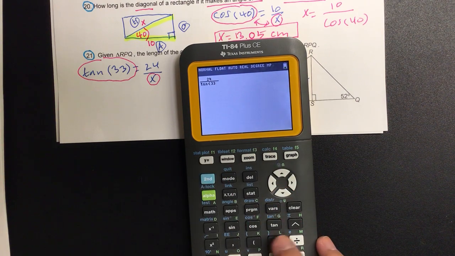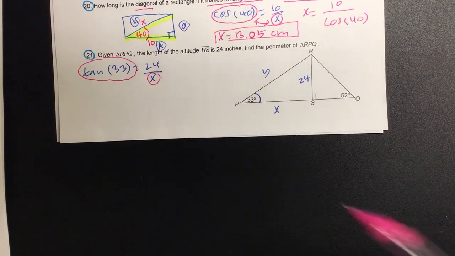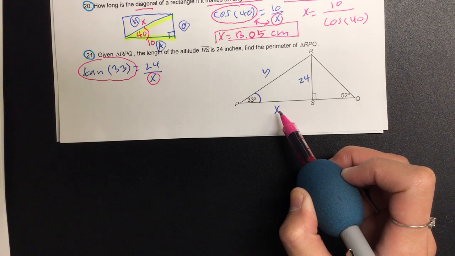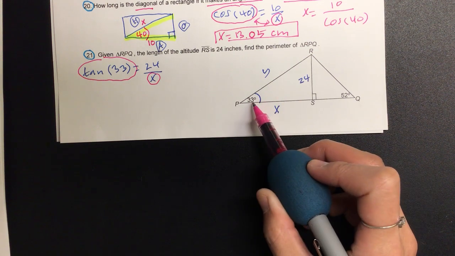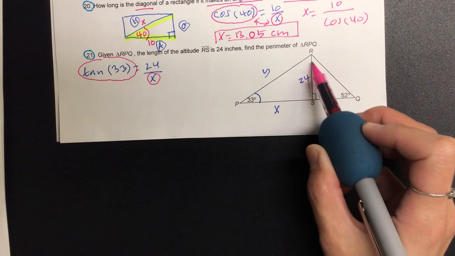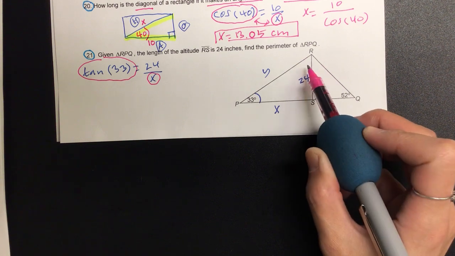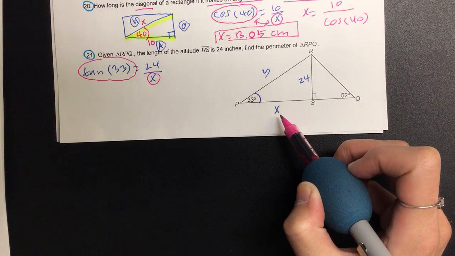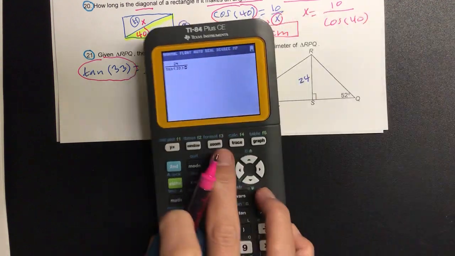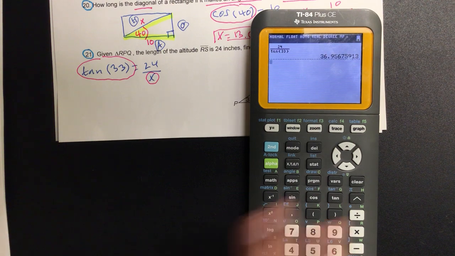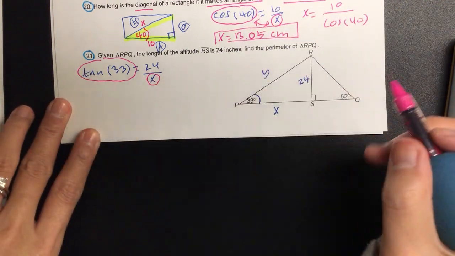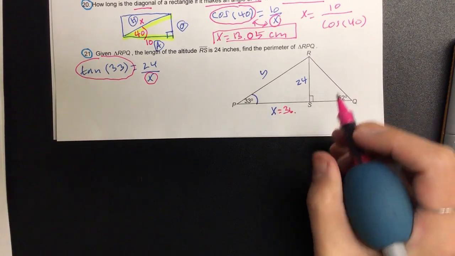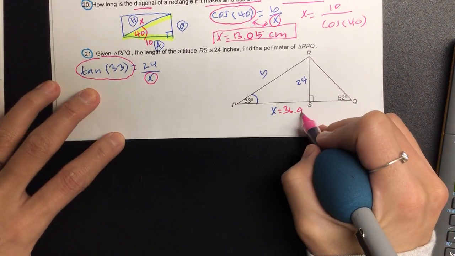Tangent of 33. Let's do an anticipation. Should this X be greater than 24 or less than 24? 33 is less than this unknown angle, correct? So therefore, that angle is greater, so it should be greater than 24. Do we all see that? Okay? That's a really good way to self-check. And it is greater. So my X on this one is going to be 36.96. Very good.